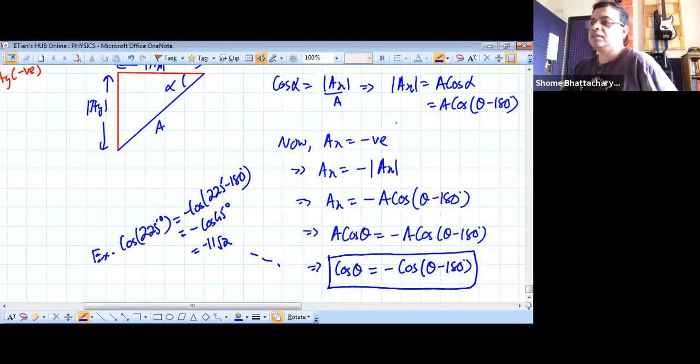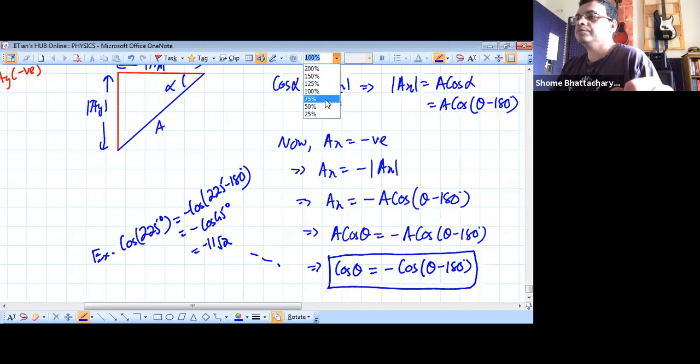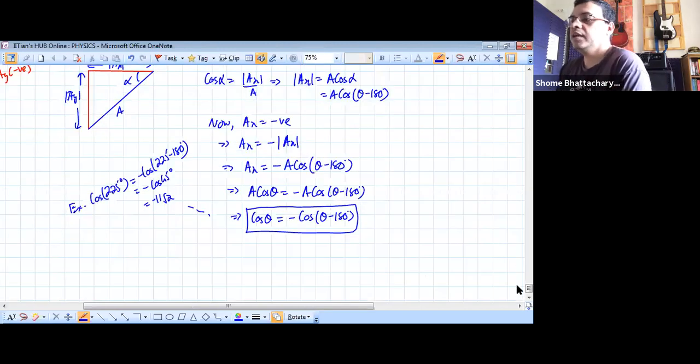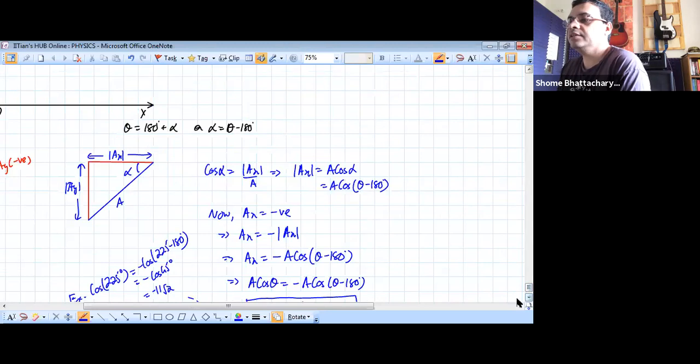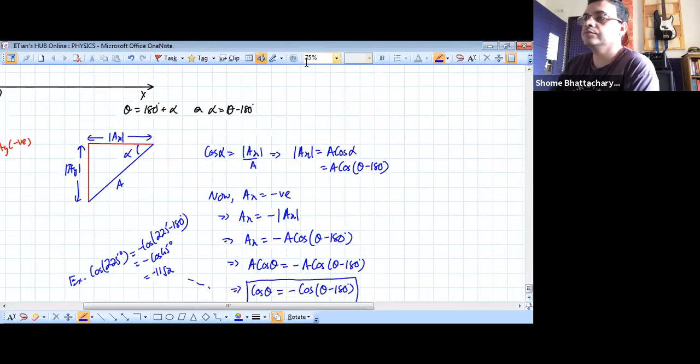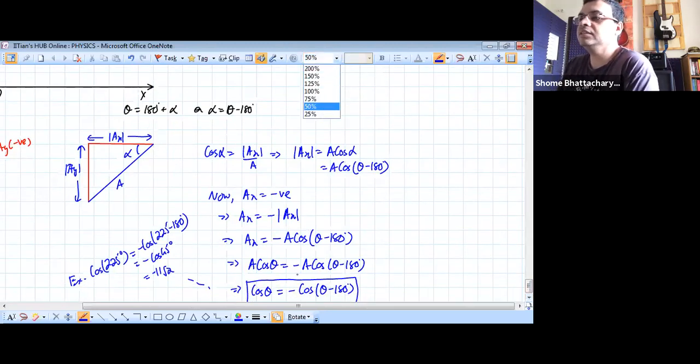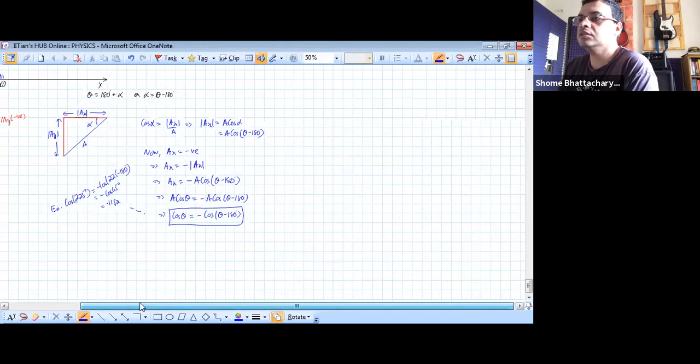Okay, so this is an example of this formula. Just note this down, people. And similarly, work out the formula for sine theta yourself from here. Similarly, you should be getting sine is also negative in this third quadrant.